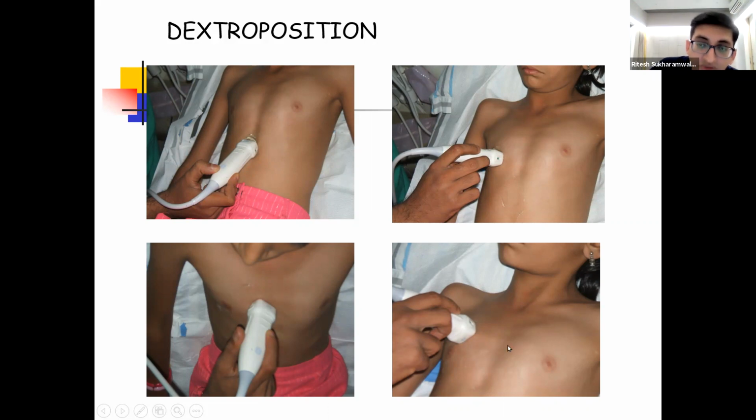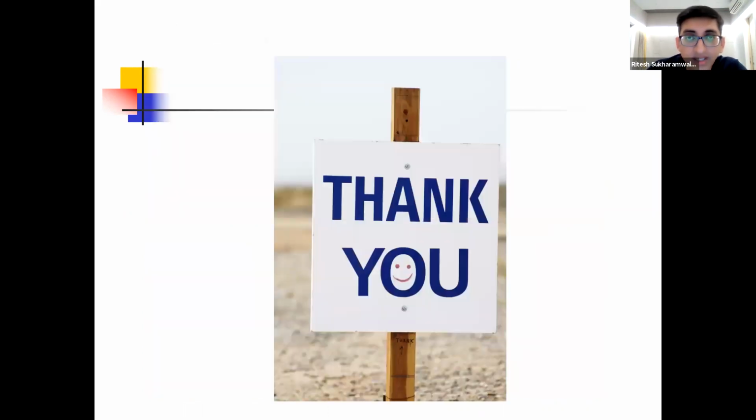And for the short axis view, instead of getting it over here, you slide the probe in this direction. This position in a true dextrocardia will give you the long axis view, but in case of dextroposition, this position of the probe will give you the short axis view. So this comes with practice. You have to keep on practicing it so that you can get the proper image. Thank you so much.